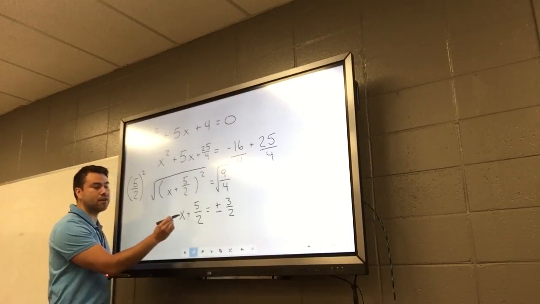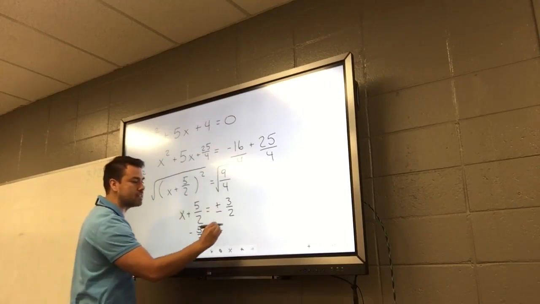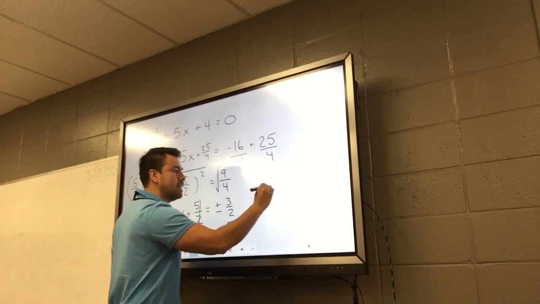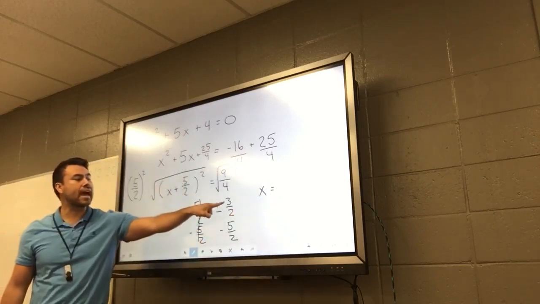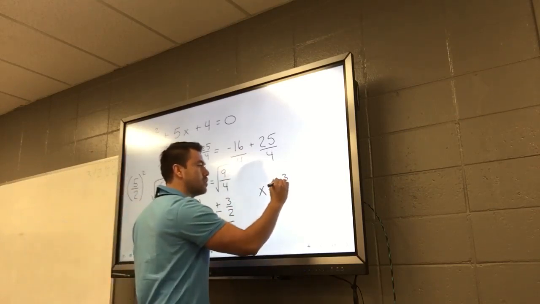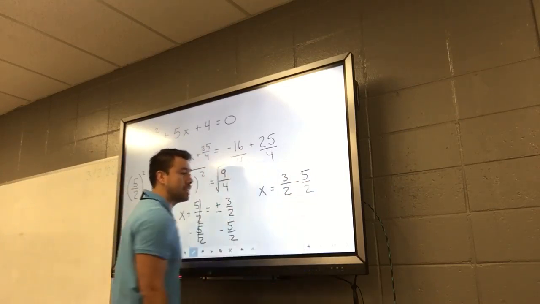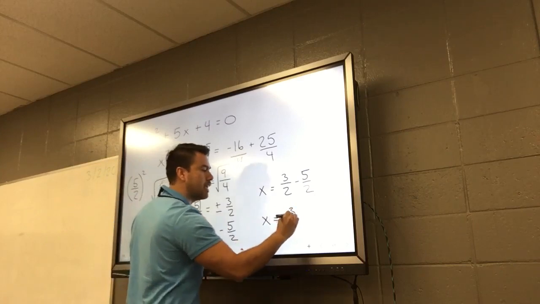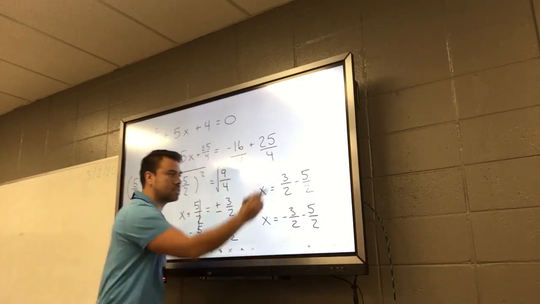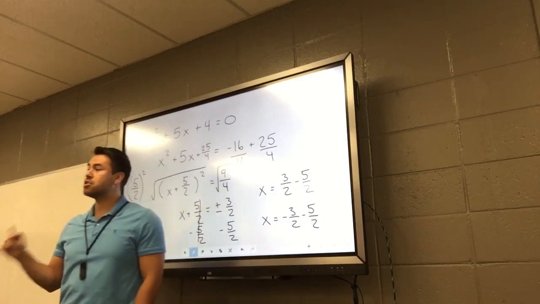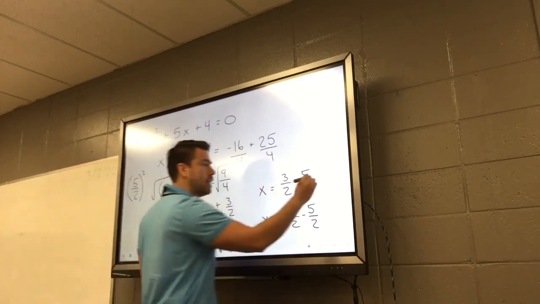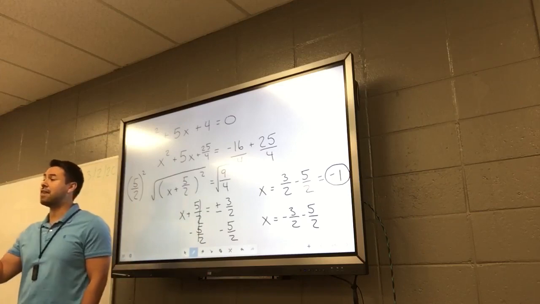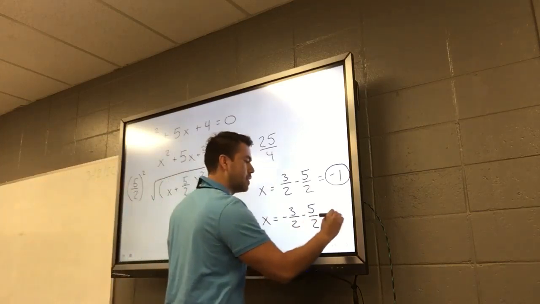Okay, but I still need to find what x is, so I subtract 5 halves from both sides. This is where you just be careful with your signs. I end up with x equals, all right, I'm going to start off with positive 3 halves minus 5 halves. So 3 halves minus 5 halves. That's one solution. The other solution is negative 3 halves minus 5 halves. All right, so what's 3 halves minus 5 halves? Negative 2 halves, which is actually negative 1. So I get negative 1. That's one answer. And what's negative 3 halves minus 5 halves? Negative 8 halves, which is negative 4. So those are my 2 answers.